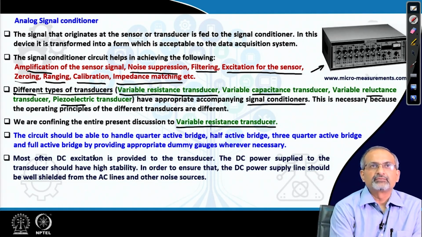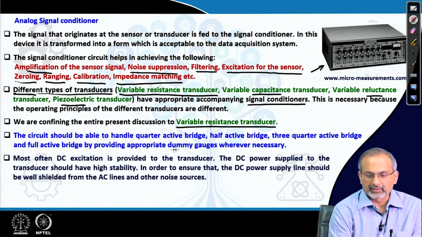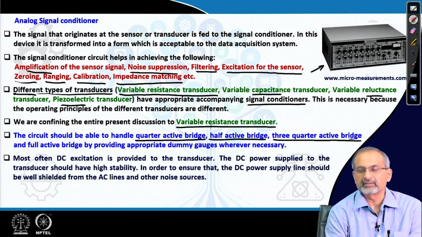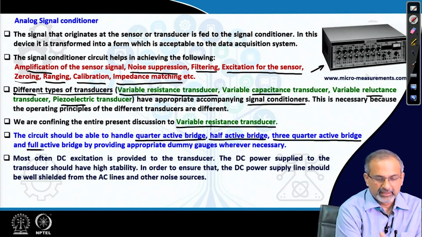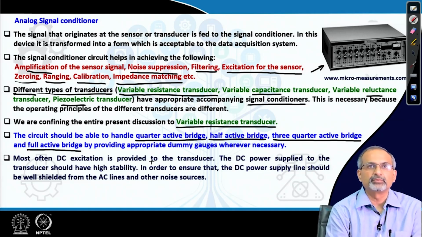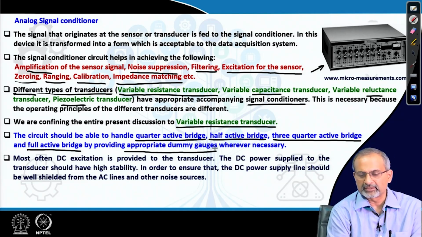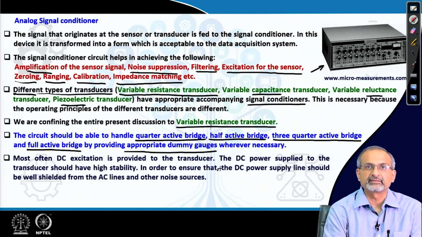So, the circuit of the signal conditioner should be able to handle different configurations at the sensor end. Could be quarter active bridge, half active bridge, 3/4 active bridge, or fully active bridge. Any one configuration it should be able to tackle. How is it done? By using appropriate dummy gauges wherever necessary, whenever it falls short of the full active bridge.